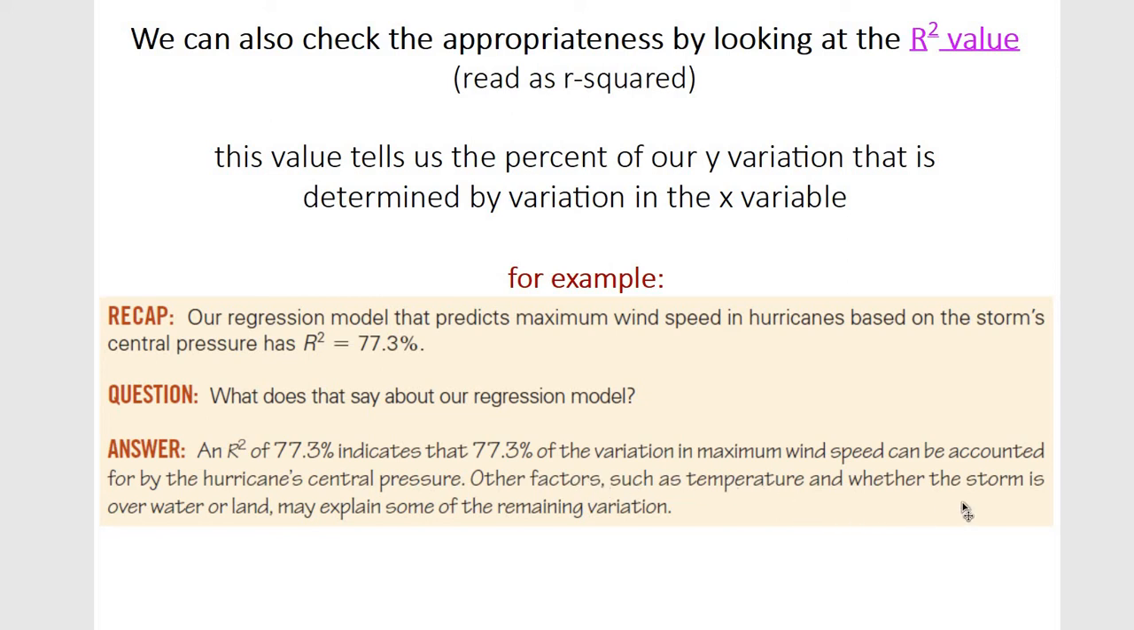Other factors, such as temperature, whether the storm is over water or land, may explain some of the remaining variation. The remaining 22.7%. So it's just telling us how much it kind of depends on each other. Or not depends, how much that accounts for. All right, let's keep doing examples.